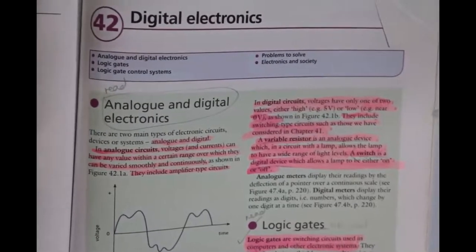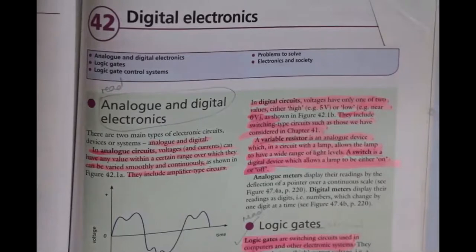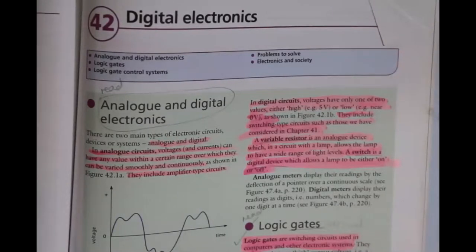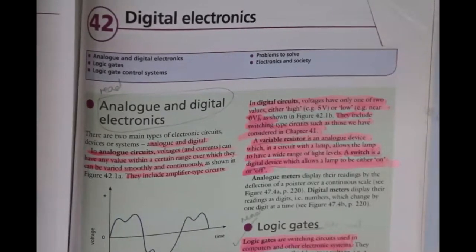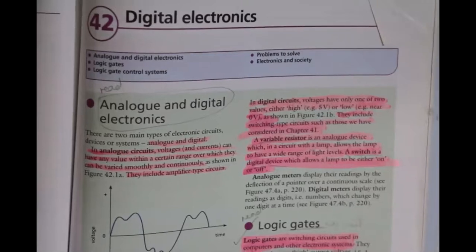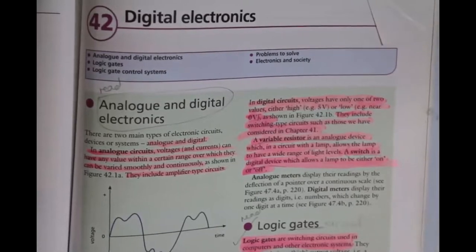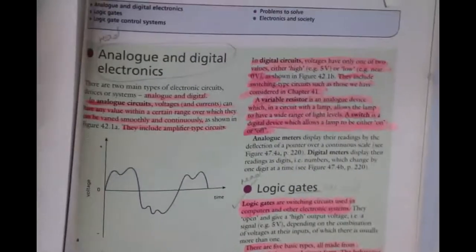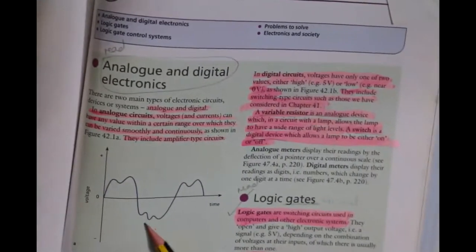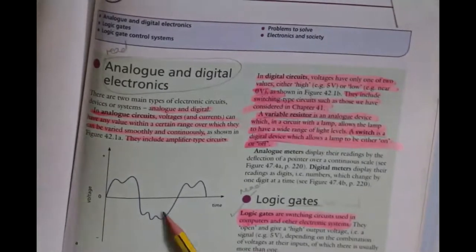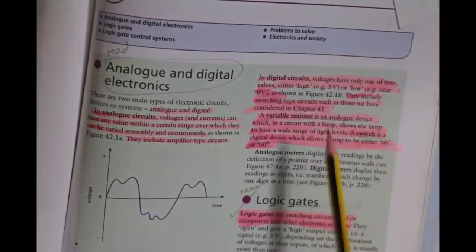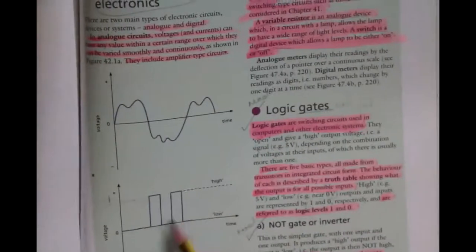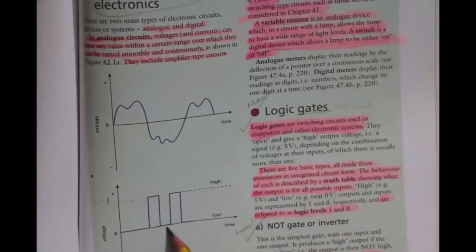Okay, sure. So it starts off with analog and digital electronics. In analog circuits, the voltages and currents can have a value within a certain range over which they can be varied smoothly, like this. But in digital circuits, they have only 2 values. So they either have a high or a low, like this, right?